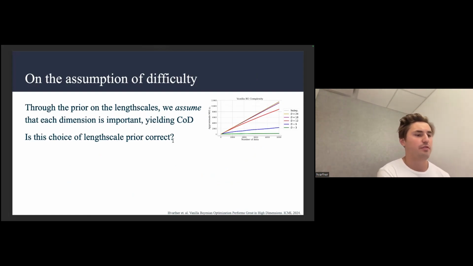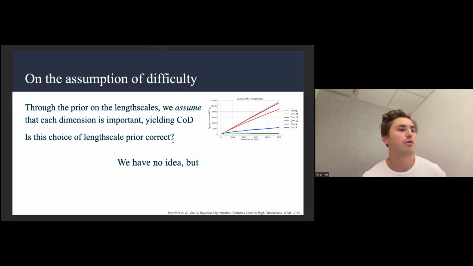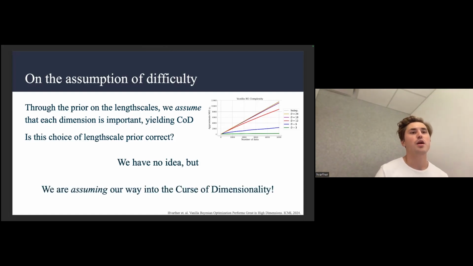So this prior that we impose on the length scales, which says that each dimension matters, is that a correct assumption? Well, we don't know. All dimensions of our problem may matter, but with this assumption, we are basically assuming the curse of dimensionality, and we're assuming that our problem is impossible to solve if we have a sufficient number of dimensions. So if we assume that all dimensions matter, 18 dimensions is not a feasible problem to optimize.